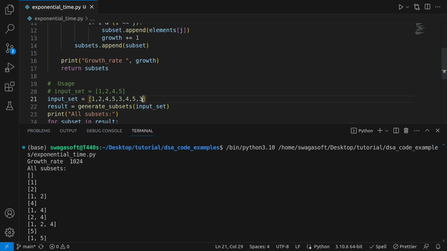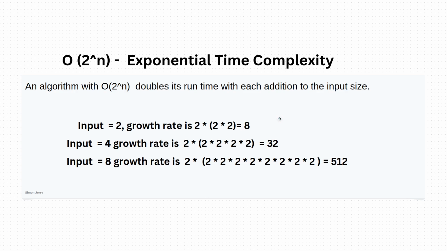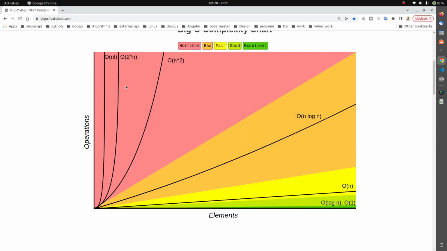Supposing we have 20 elements, you can just imagine how large the growth rate will be. This type of algorithm is not going to scale, so we should try and avoid it. An algorithm that has the runtime complexity of big O of 2 raised to power n, which is the exponential time, should be avoided. So next we are going to the big O sheet.